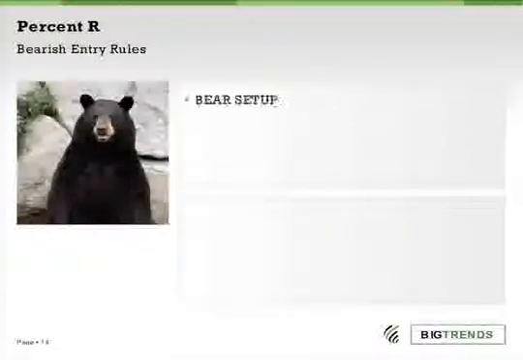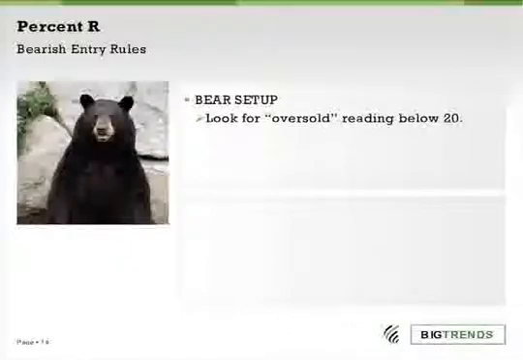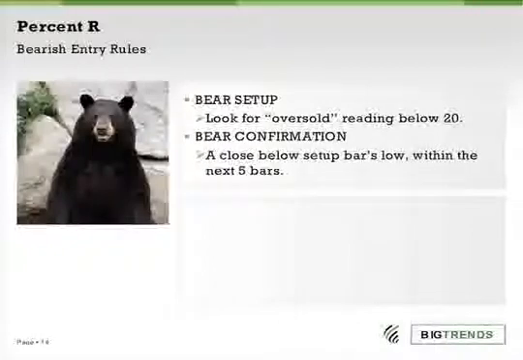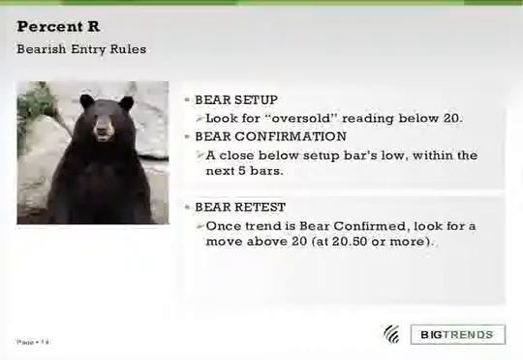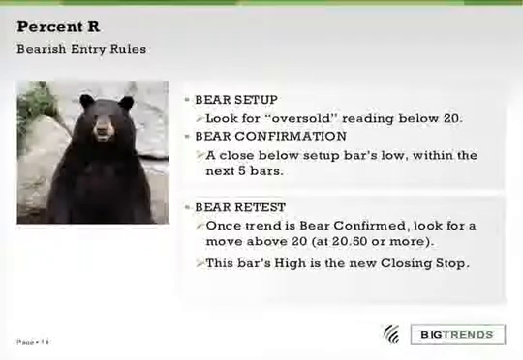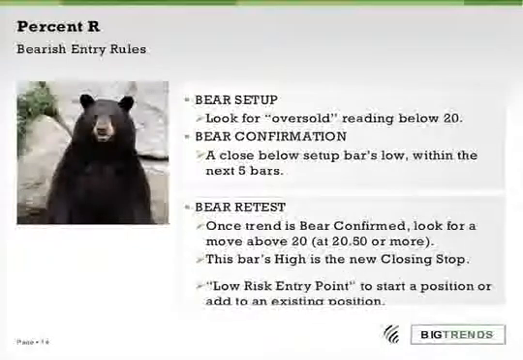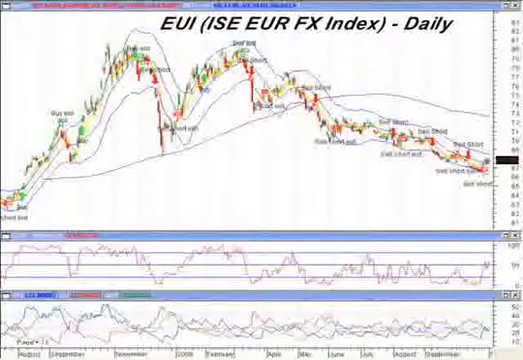The bear side is going to be just the opposite rules. So I won't bore you with that information. We'll go ahead and take a look at some examples here. It's the exact same concept on the bear side, just obviously reversed.